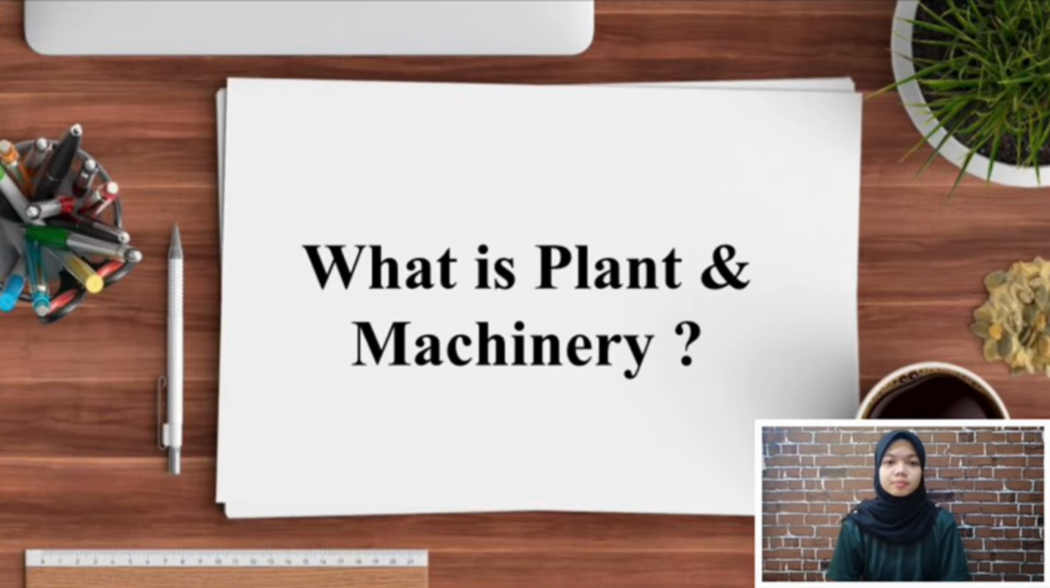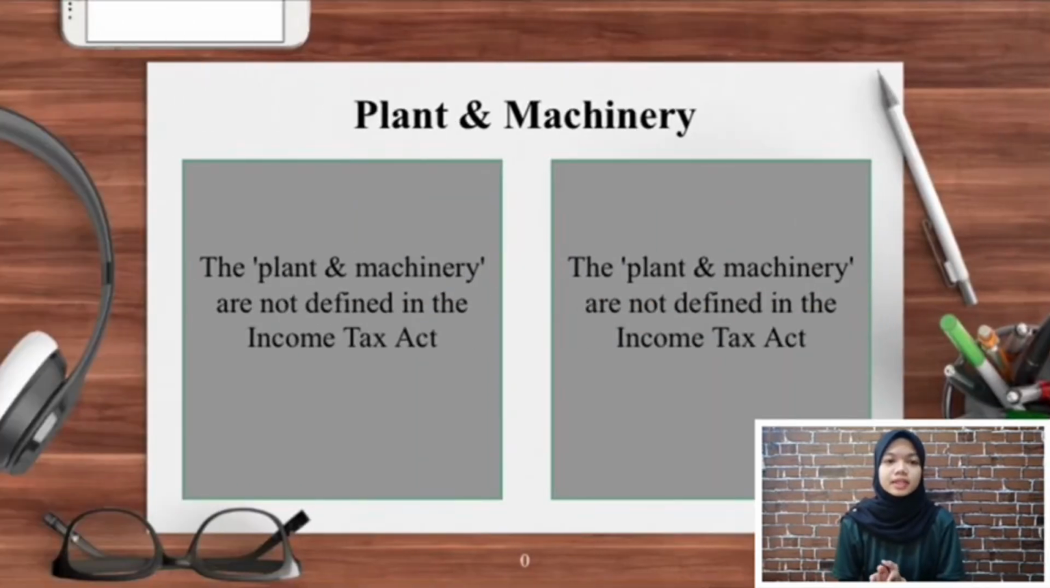Now I will talk about plant and machinery. So the plant and machinery are not defined in the Income Tax Act. However, guidance can be obtained from judgments stated in case law in determining whether an asset is a plant and machinery eligible for claiming capital allowances under Schedule 3 of the ITA.